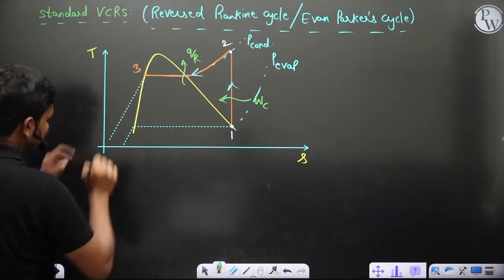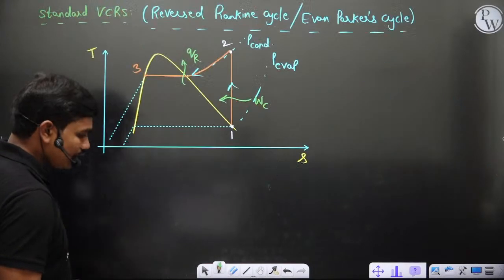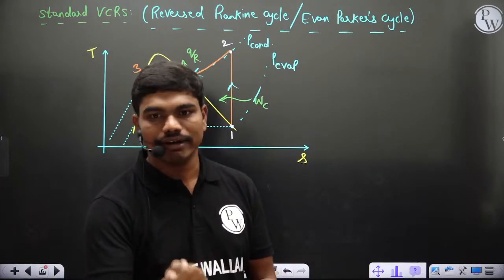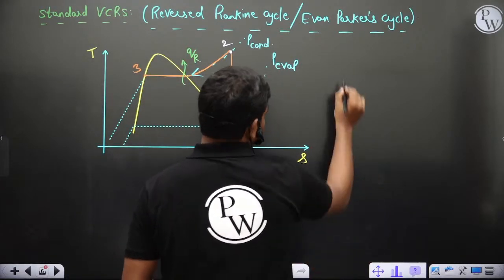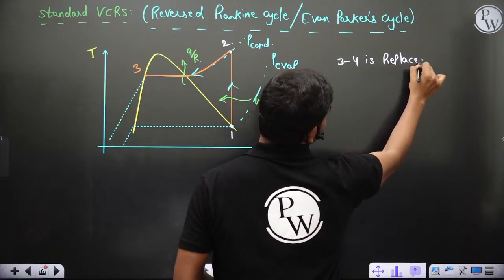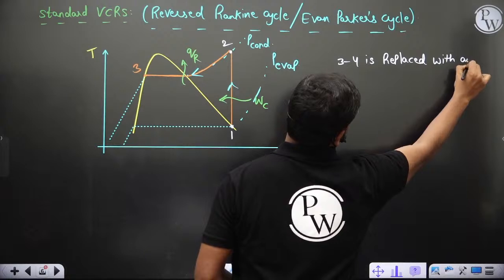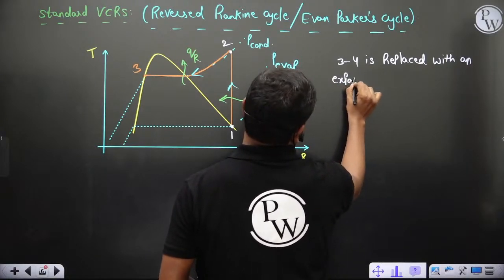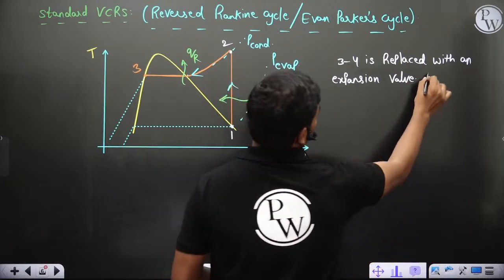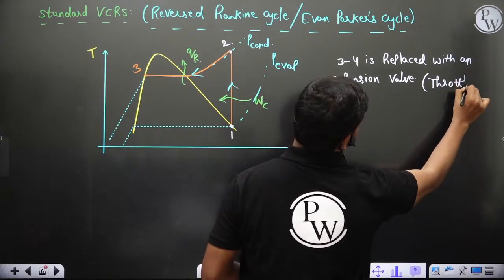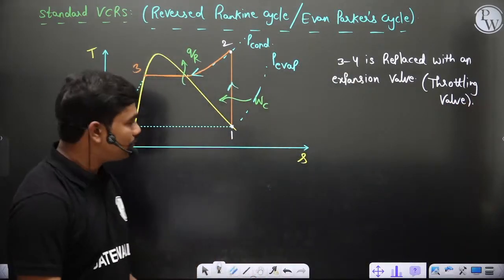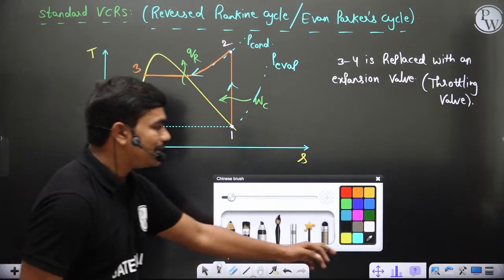Now 3 to 4 is not economical in a turbine. So instead of using a turbine, we will use an expansion valve, which is your throttling valve. 3 to 4 is replaced with an expansion valve here. In a throttling valve, normally the fluid expands, so a throttling valve is what we are using here. Now you can understand clearly that throttling is highly irreversible.